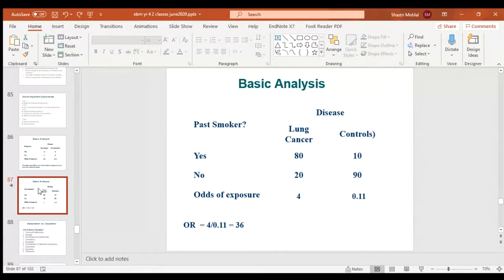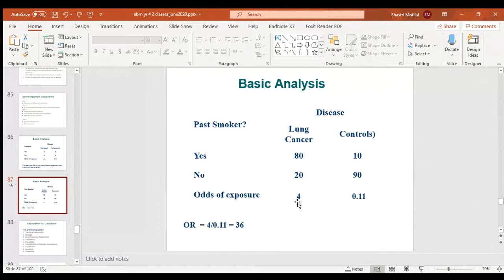So look at this example. Here, 100 people had lung cancer, 20 of them smoked in the past. The odds that a lung cancer patient smoked was 4. How do we get 4? 80 divided by 20. Here we have people without lung cancer, matched controls, 100 of them, 10 out of the 100 had smoked in the past. So here the odds is 1 over 9, or 10 over 90, or 0.11.